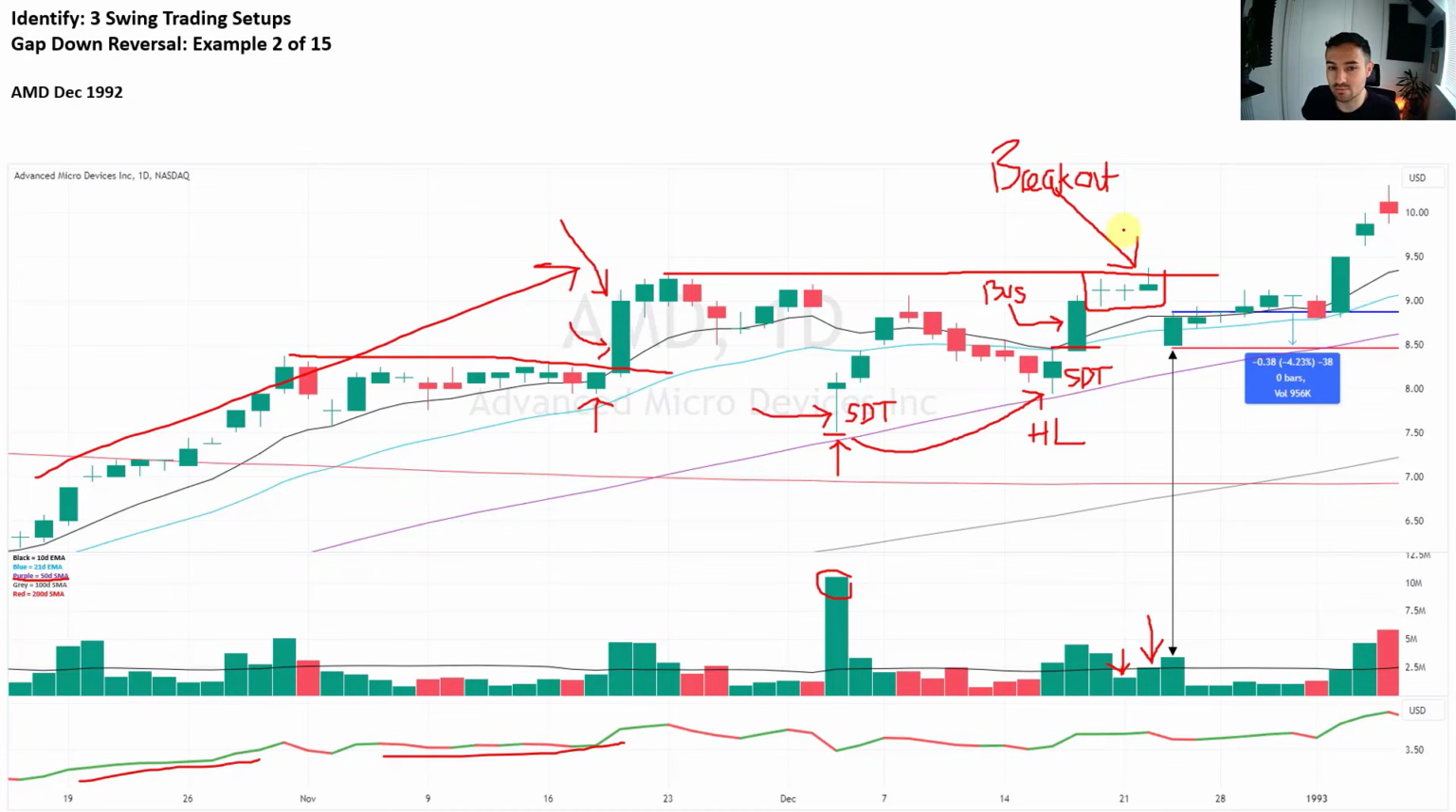So if you were buying this breakout, where would you place your stop loss? Just underneath the low of this bar, or just underneath maybe the low of that bar? Somewhere in that region, right? What bar knocked you out? You got it. It's this bar.